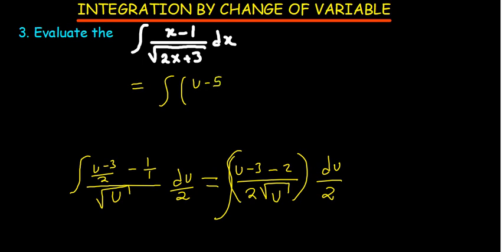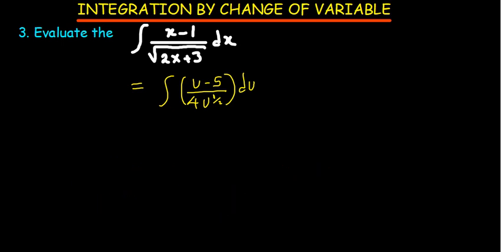And that is going to be divided by, in the denominator, these 2 multiply with these 2, that is going to become a 4. So that is going to be 4 u. Instead of me saying root, I can say to the power 1 over 2. And then du. And so this is going to be equal to the integral of u minus 5. I can remove this because it's a constant. So that is going to be 1 over 4 outside.